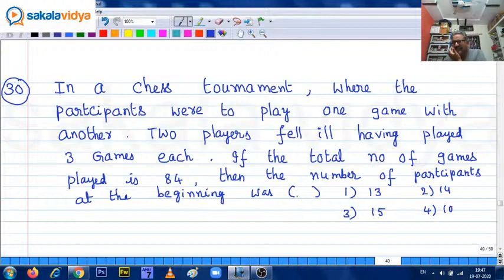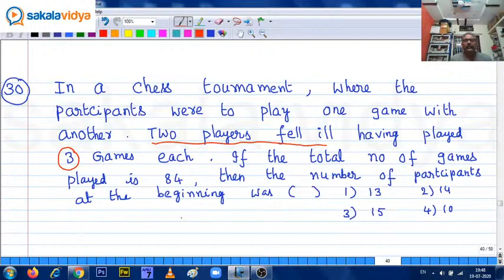It is just like the previous question, but here one condition is given. Two players fell ill after playing three games each. That means a total of six games they played. But the total number of games played is 84. Understood now? Now we need to subtract the six games. Now after they fell ill, we can find out how many participants were there.